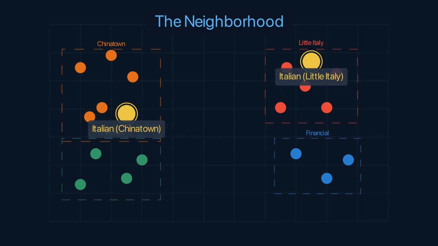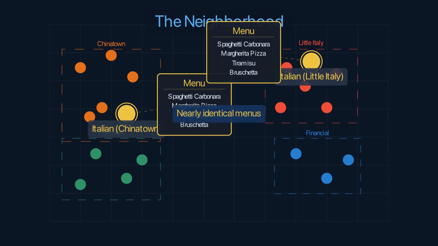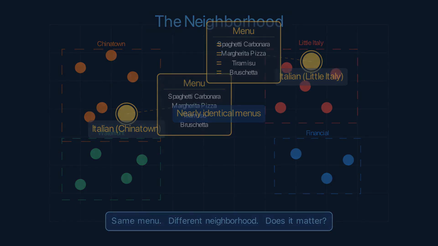But step outside and look around. One is surrounded by dim sum shops and tea houses. The other is flanked by pizzerias and gelato stands. Are they really the same? Seurat says yes. Banksy says it depends on the neighborhood.